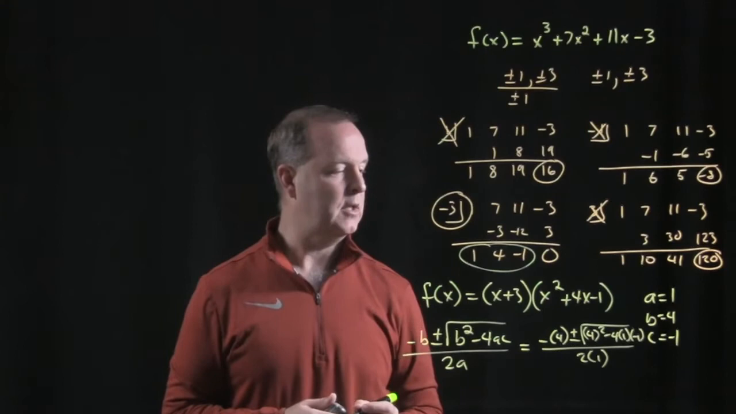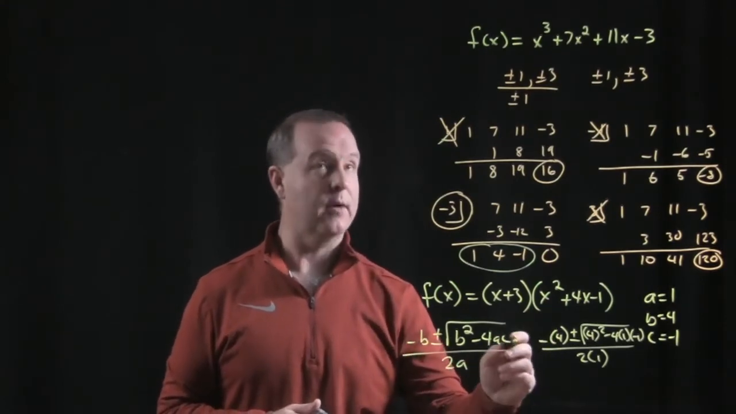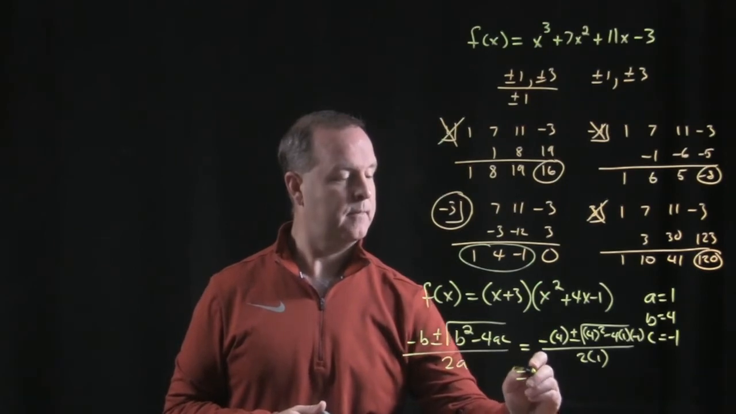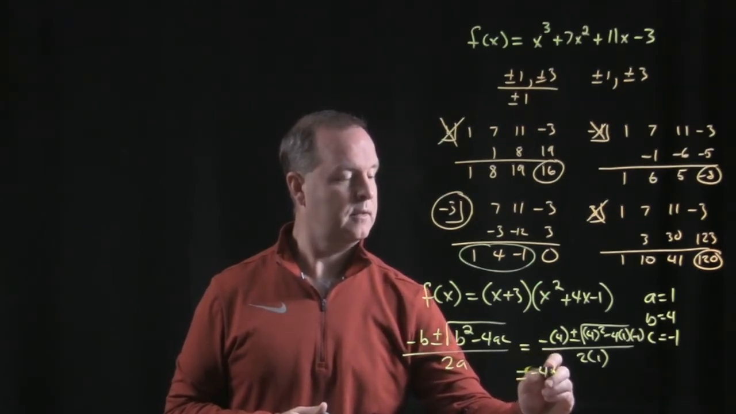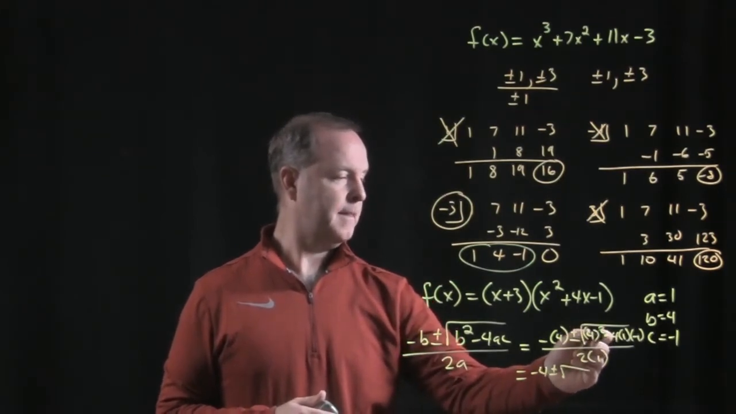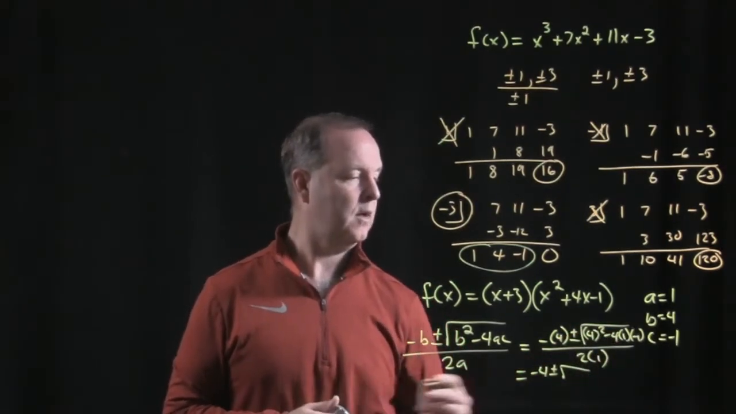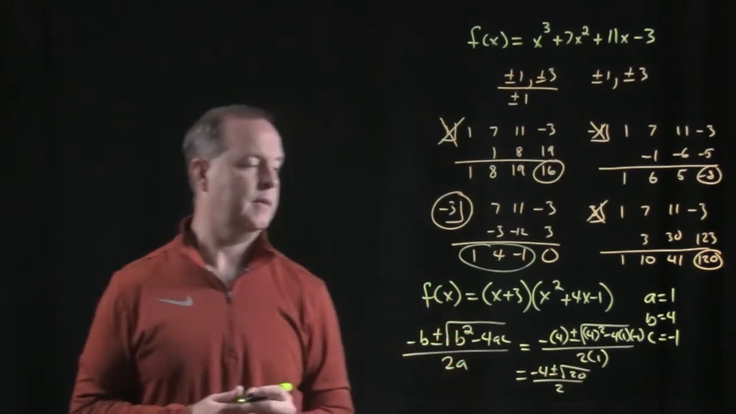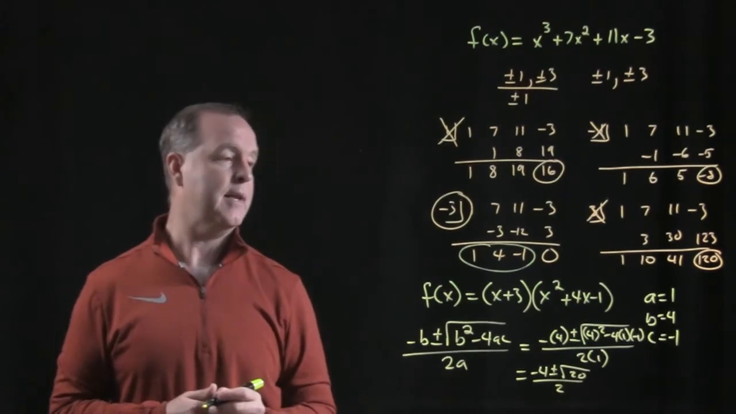All right, and that looks like, I'm going to run out of room. I'm going to go back to the top here in a second. Let's see if I can do it. Equals negative 4 plus or minus the square root of 16 plus 4, root 20 all over 2. All right, let's take that up and see if I can clean that up a little bit.